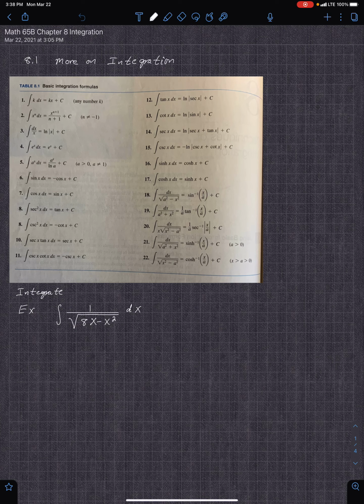Chapter 8 is on techniques of integration. And so we already know how to integrate a few things. And now we're going to look at a number of techniques and concepts in more integration.